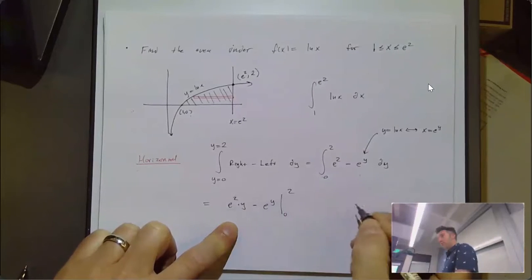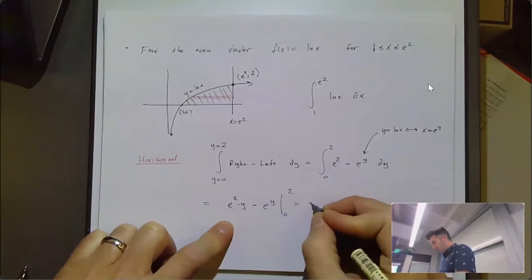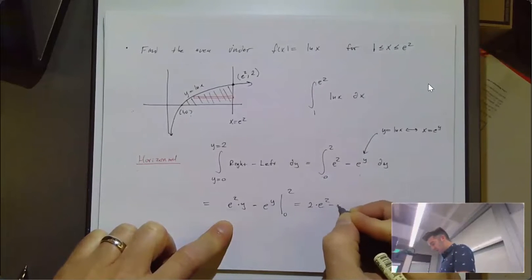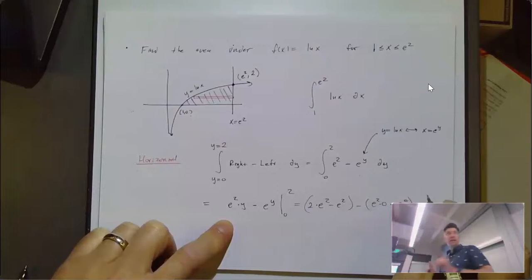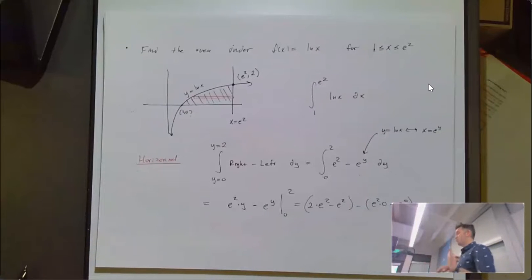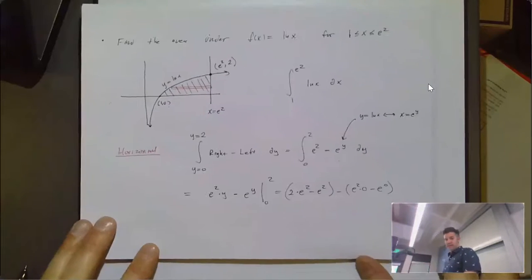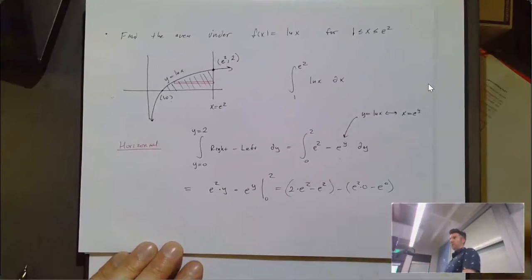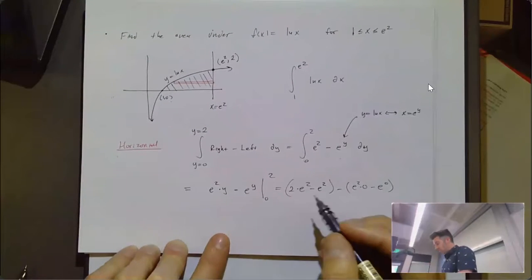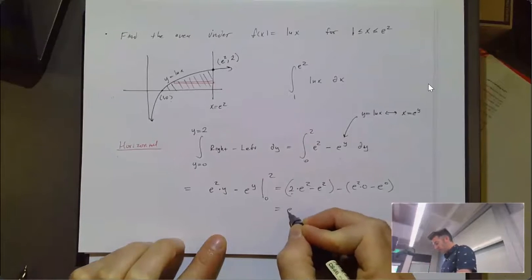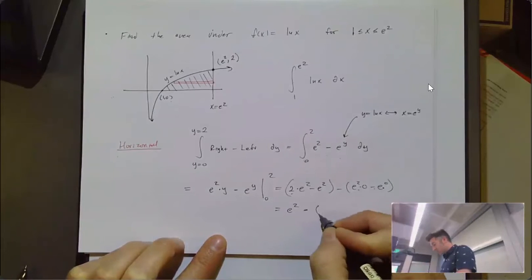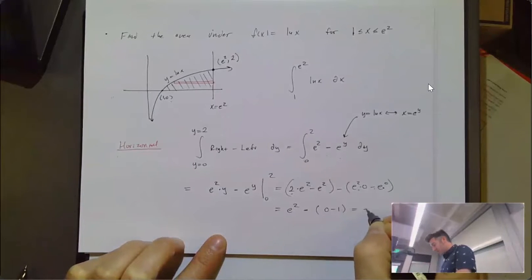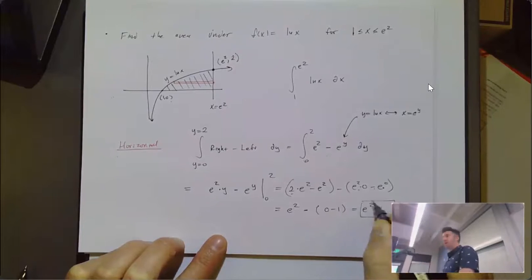From 0 to 2, then we plug in, we get e squared times 2 minus e squared, minus e squared times 0 minus e to the 0. Be careful. This is an excellent example of a problem where you might accidentally think that when you plug in 0, you just get 0 minus 0 and it goes away. You don't. You end up getting 2e squared minus e squared, which is e squared, minus 0 minus 1. So you actually end up getting e squared plus 1. Don't miss that plus 1 there.